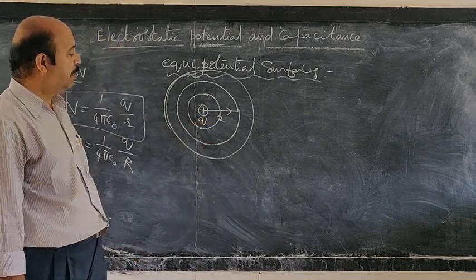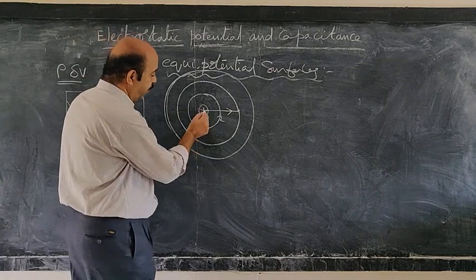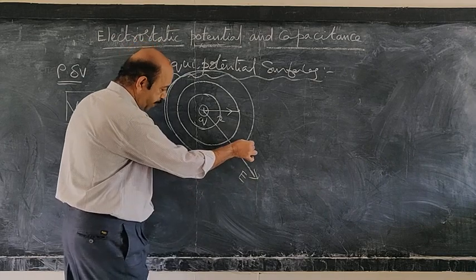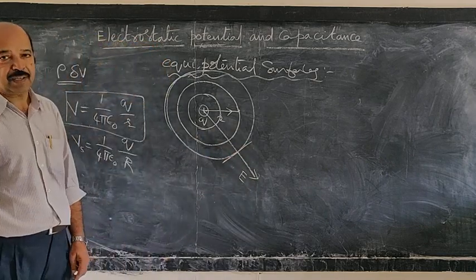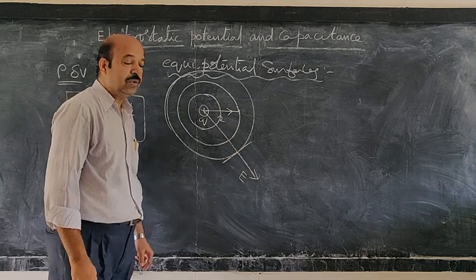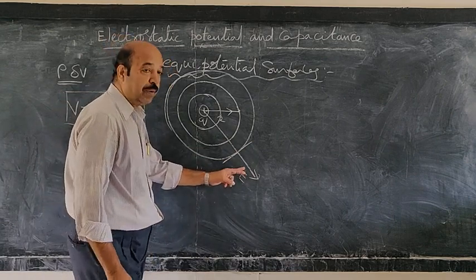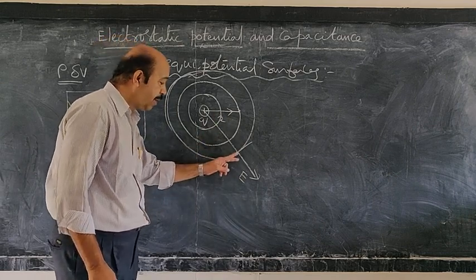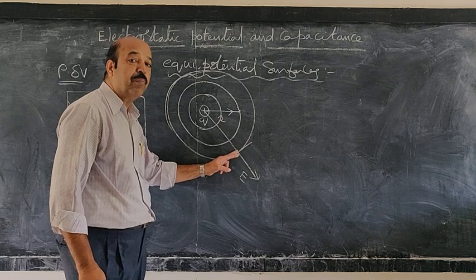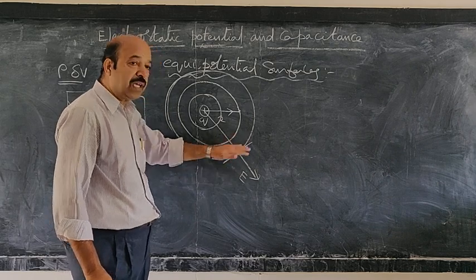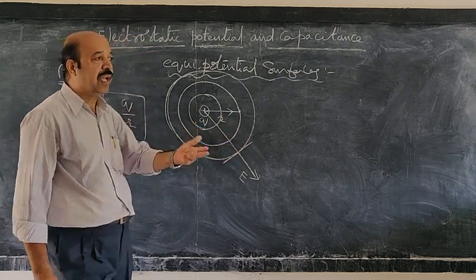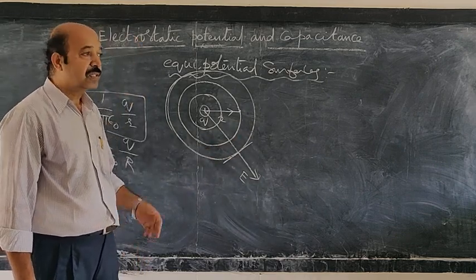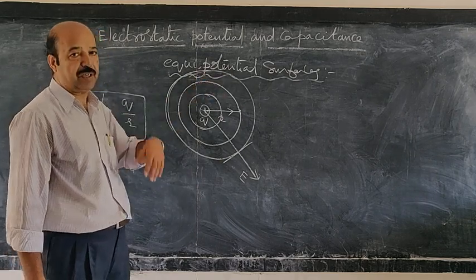Another important point is that the field direction will always be perpendicular to the equipotential surface. If it is not so, there will be a component of the field along the equipotential surface. If there is a component of electric field, then there must be a potential difference between two points on the equipotential surface. Hence, you have to do work in moving the charge on the equipotential surface. So this is against the definition of an equipotential surface.